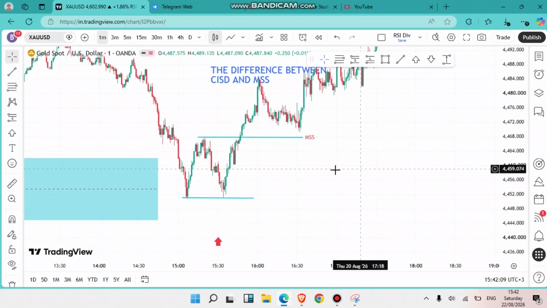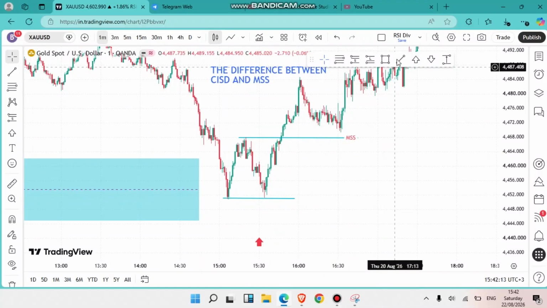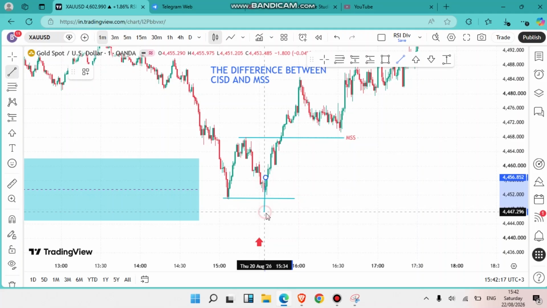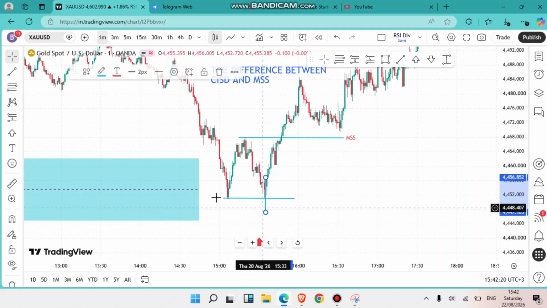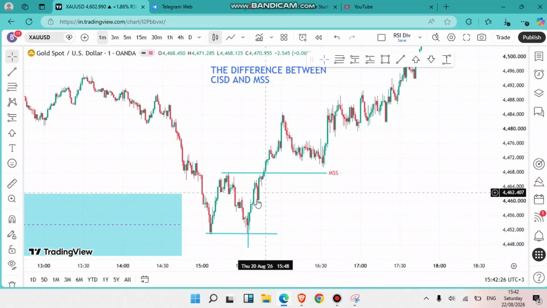Now I wouldn't want to engage with this because I love my market structure shifts having a liquidity sweep, or a manipulation of this low here, and as a result, because there's no manipulation or sweep of liquidity here, then it moves up.